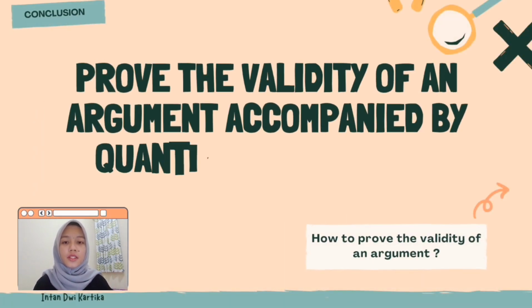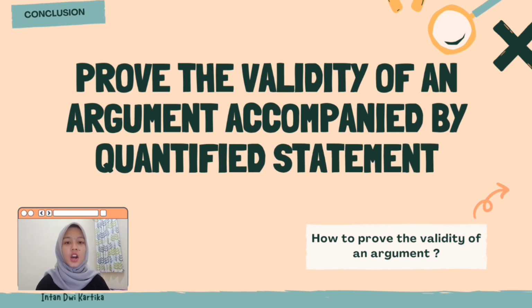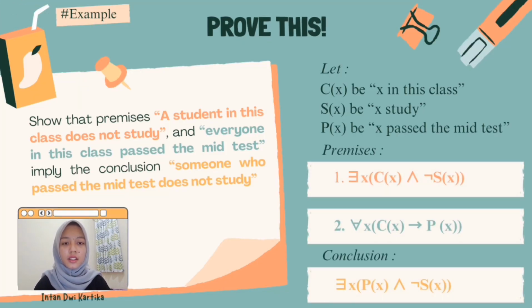Okay, the first topic is prove the validity of an argument accompanied by quantified statement. How to prove the validity of an argument? Now, I have an example here, so let's prove this. The argument is show that premises a student in this class does not study and everyone in this class passed the mid-test imply the conclusion someone who passed the mid-test does not study.